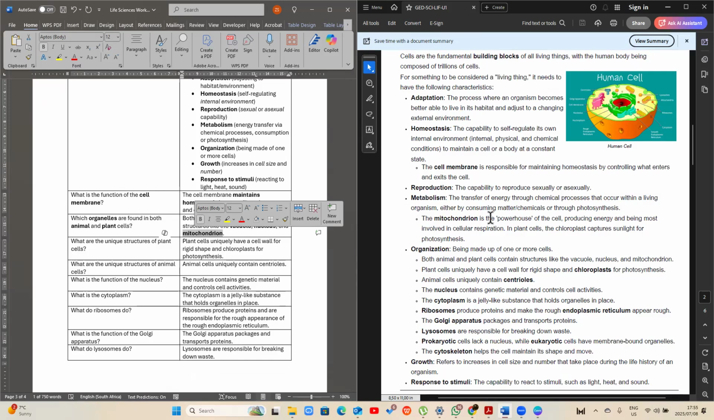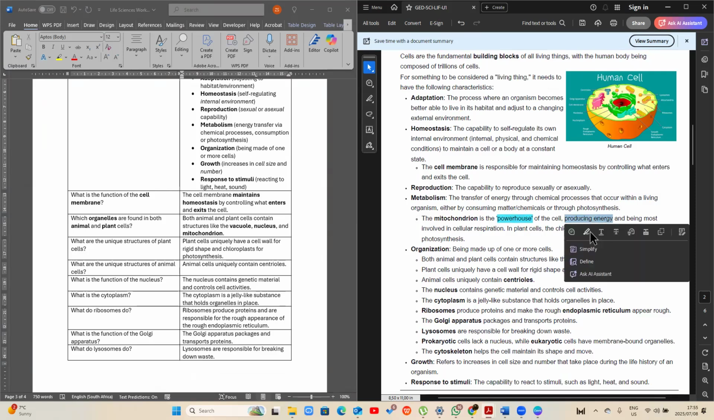So we're going to look a little further into the study unit to understand those more. But basically, the vacuole in the cell is what allows the transfer. The nucleus is what contains genetic material, and the mitochondrion is known as the powerhouse of the cell. It is responsible for producing the energy in the cell.